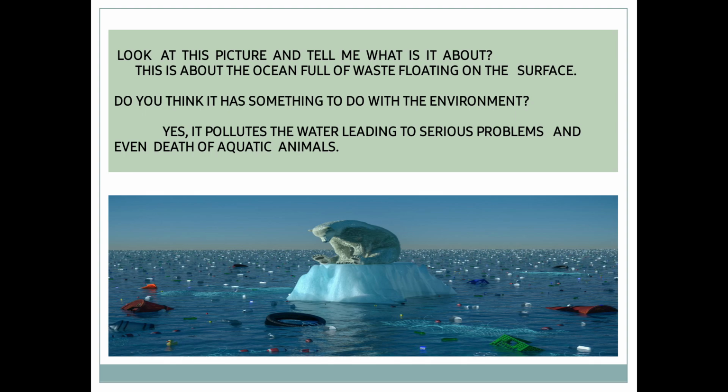Now, if you look at this picture, what is it about? So this picture is actually, if you can see, about an ocean in which we can see a small part of the iceberg and a polar bear sitting on the top of it. We can see many plastic bottles and caps and things like that floating on the top of the surface of the water.